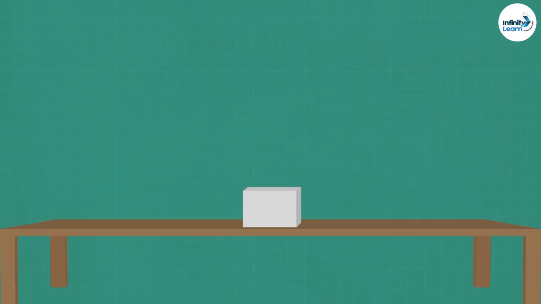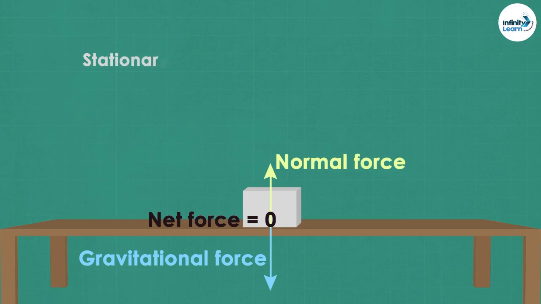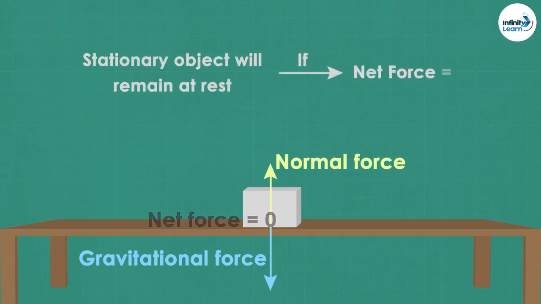Look at this rectangular object kept on the table. Are there any forces acting on it? Yes, there is a gravitational force pulling it down and an equal and opposite normal force pushing it up. As the forces are balanced, the net force is zero. And hence the object will continue to be at rest unless another external force acts on it.